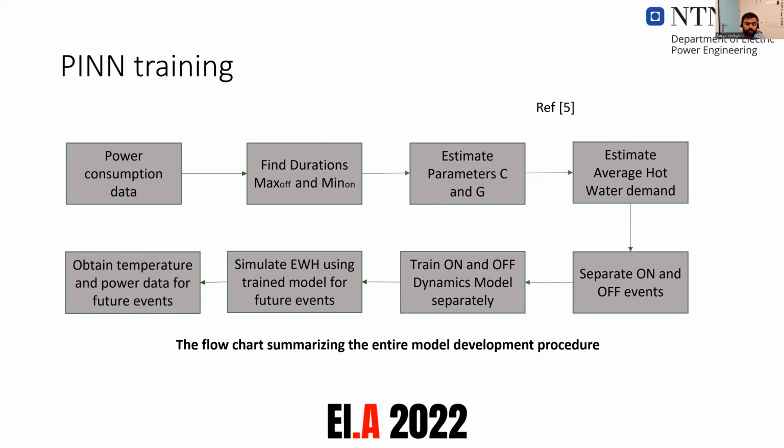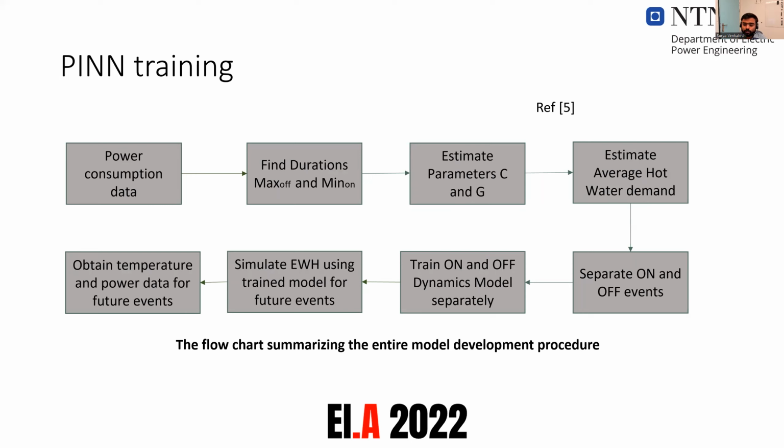So this is the training procedure to obtain the final model. I would like to remind here that our goal is to develop a model without a temperature sensor. We assume that we have access to the power consumption data. So we start with the power consumption data, we estimate the parameters, and we estimate the average hot water demand. This is estimated using the technique proposed in the reference, average water demand.